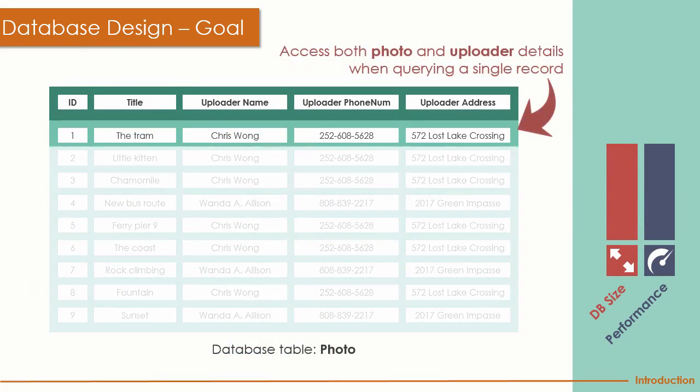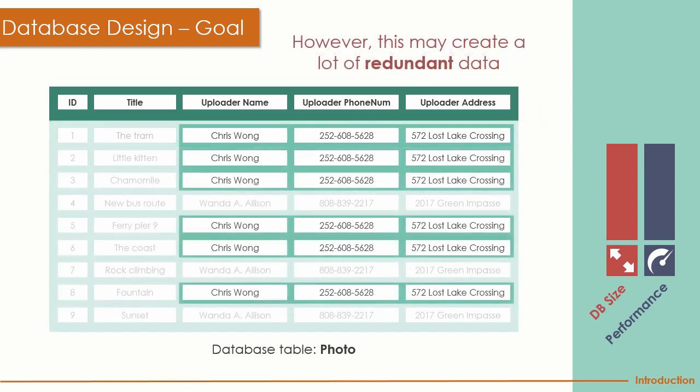The benefit is when you want to load the photo, you just need to run a single query on the database, with no join, no select. You get the upload information together with the photo. But the problem is you may create a lot of redundant data, like you have a lot of Chris Wong along with all other duplicated data.